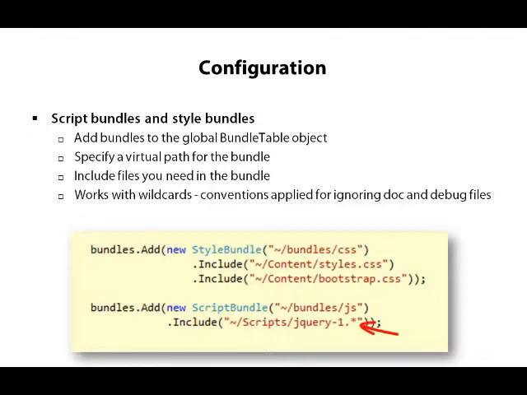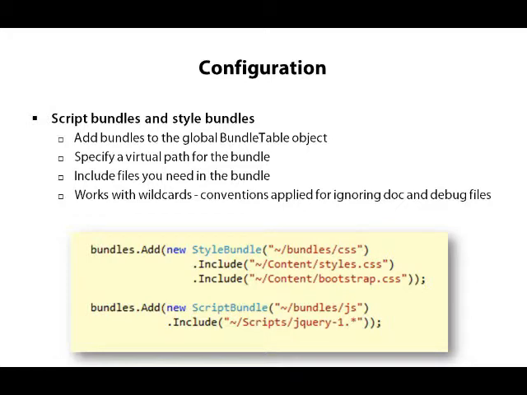So if you want to bundle up all the files in the scripts directory that start with jQuery-1., you can do that by saying include /script/jQuery-1.*. And the include, in addition to processing that wildcard to pick up multiple files, will also be smart enough to ignore certain files, typically files that we do want to be ignored.